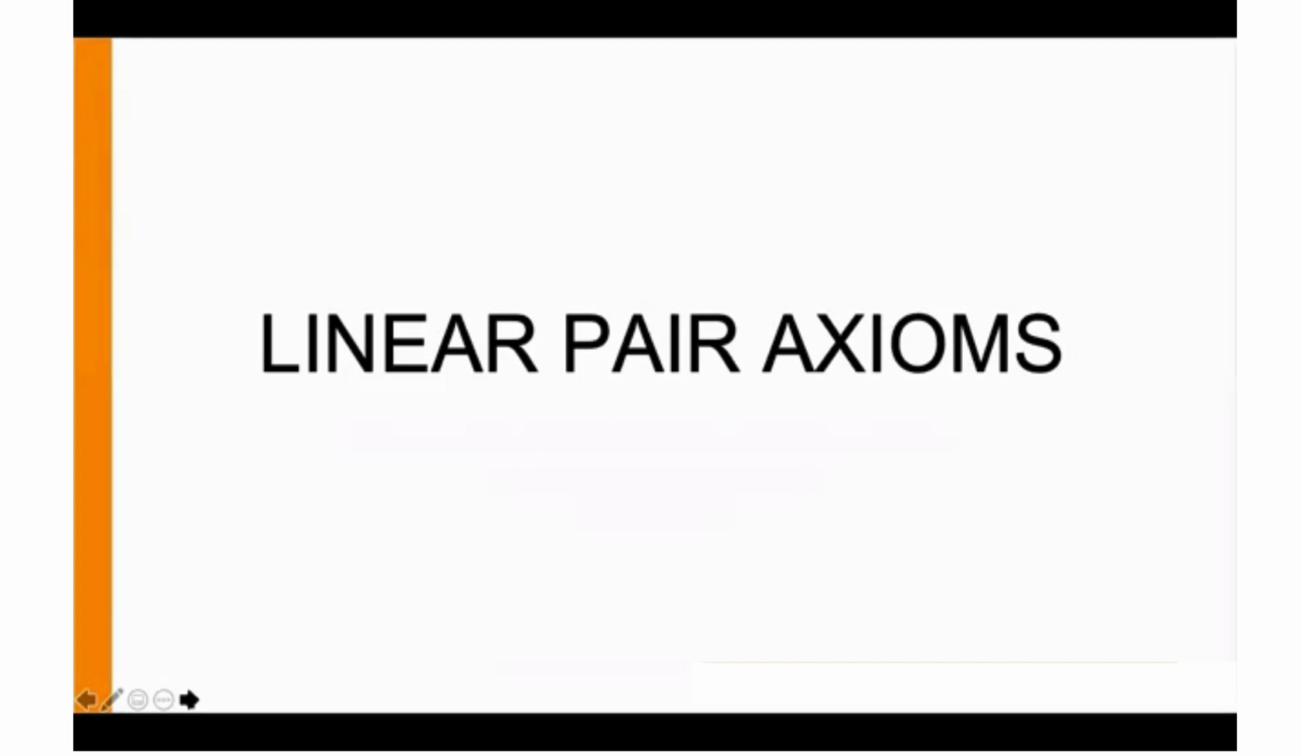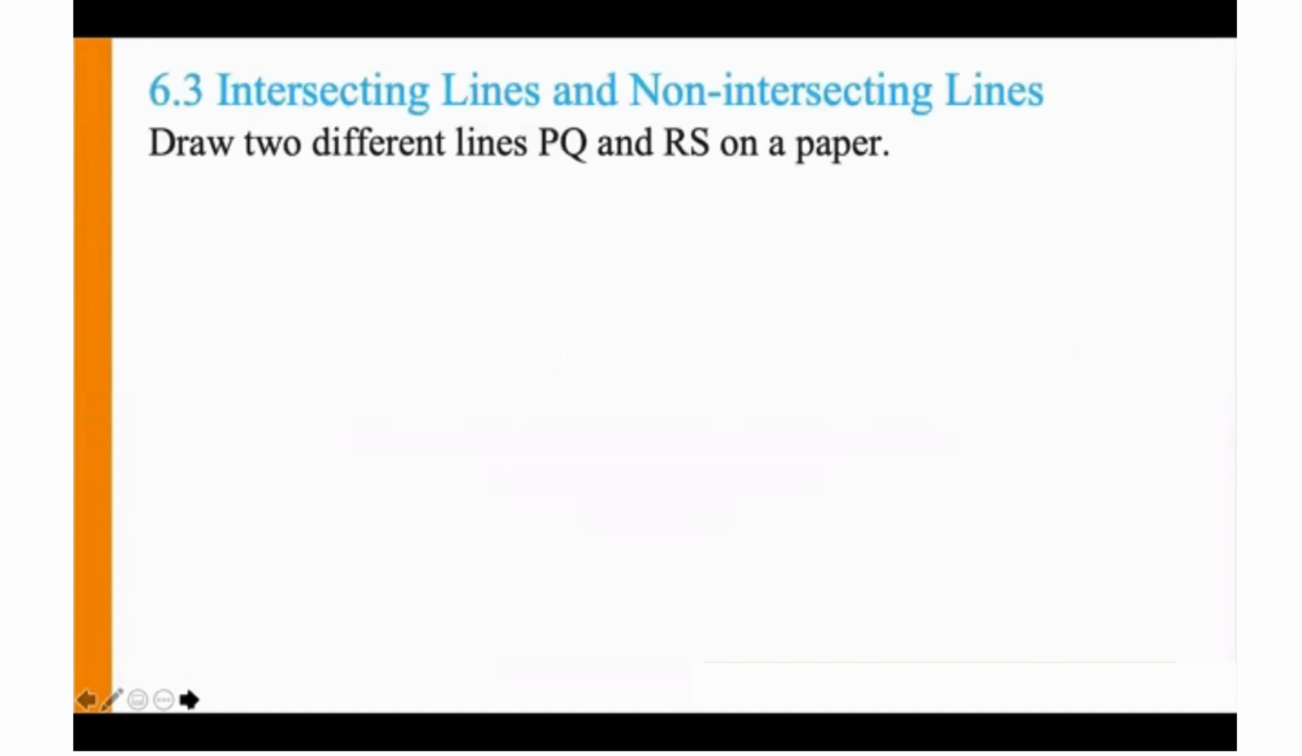Linear pair axioms. These are two axioms, and that's why they are called linear pair axioms. Before we understand the axioms, let us understand intersecting and non-intersecting lines.